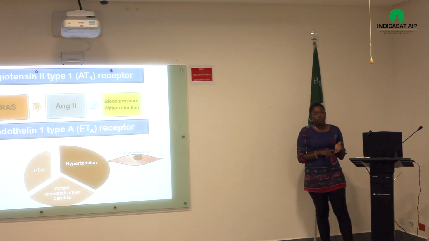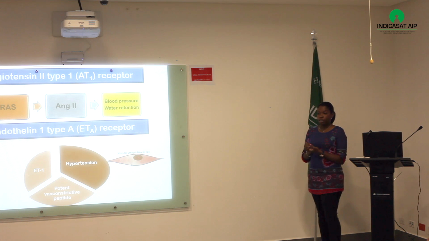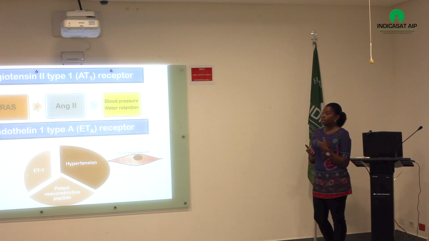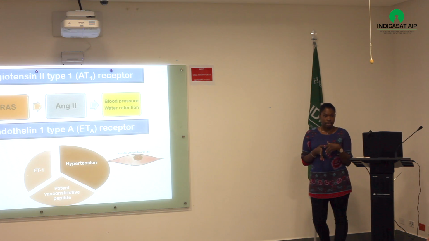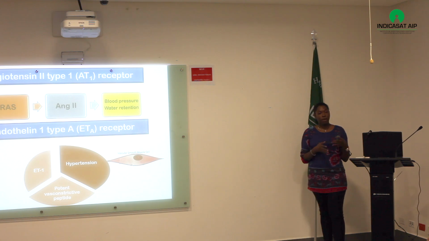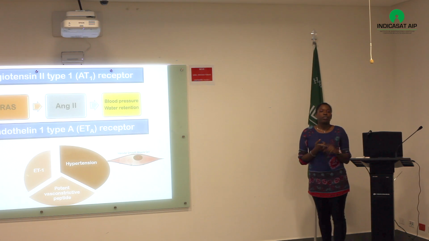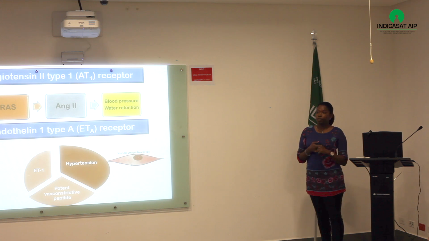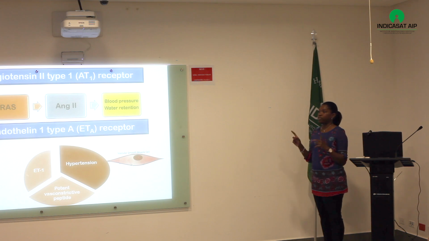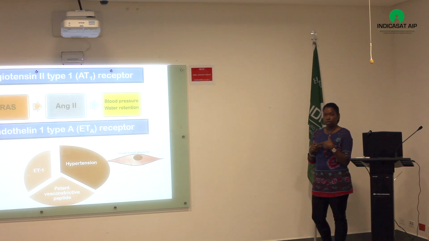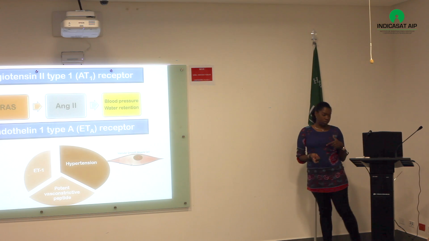And in the case of the endothelin type A receptor, the binding of the endogenous ligand, endothelin 1, that is a potent vasoconstrictor peptide, leads to several cardiovascular diseases like chronic heart failure, renal diseases, and hypertension. Both receptors lead to hypertension through the contraction of the vascular smooth muscles.